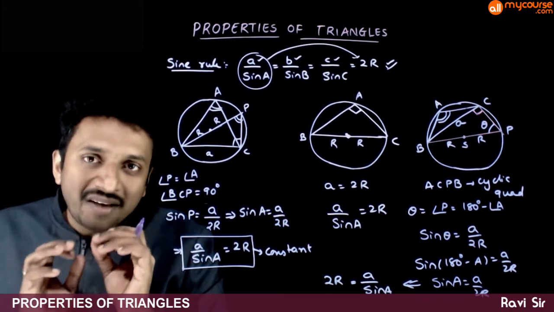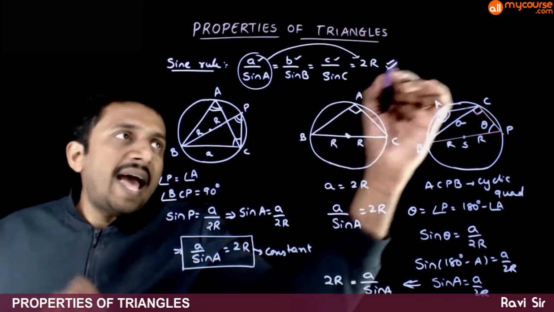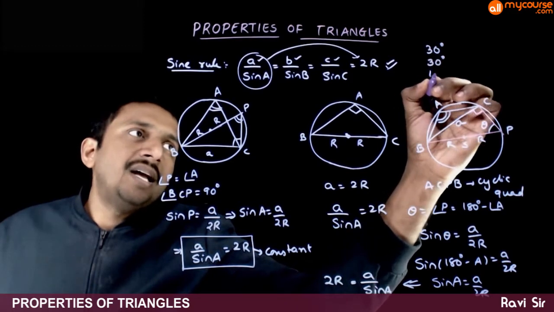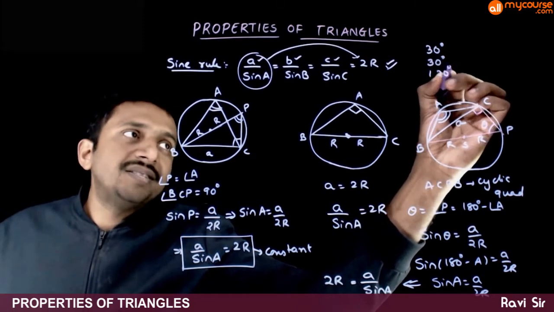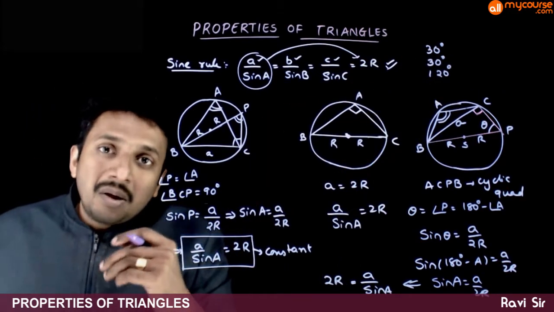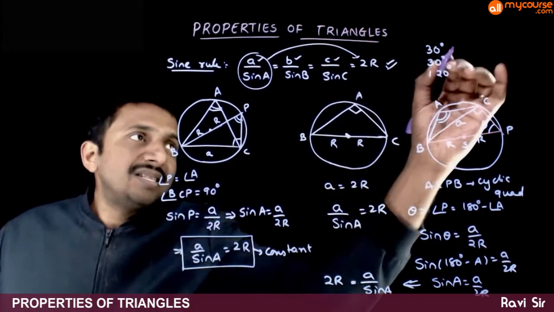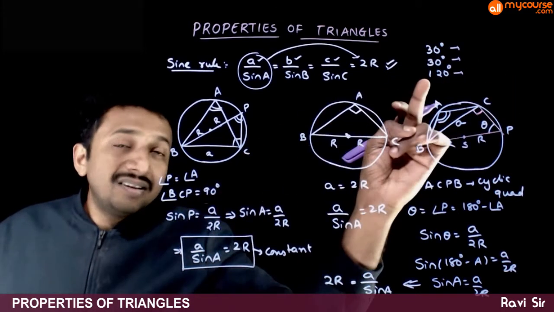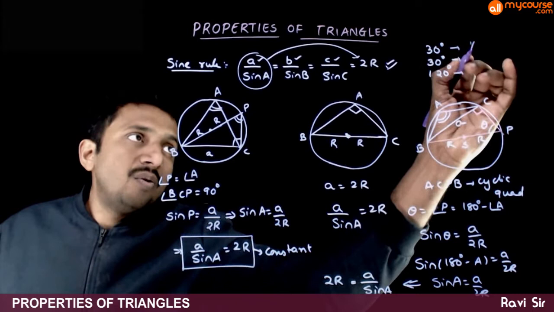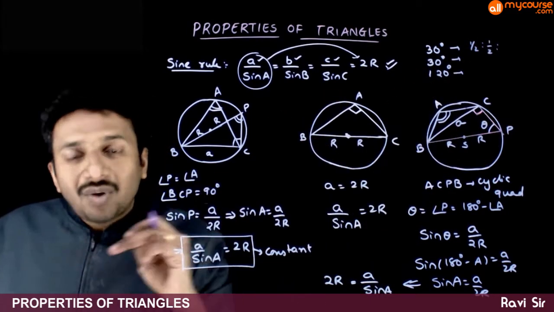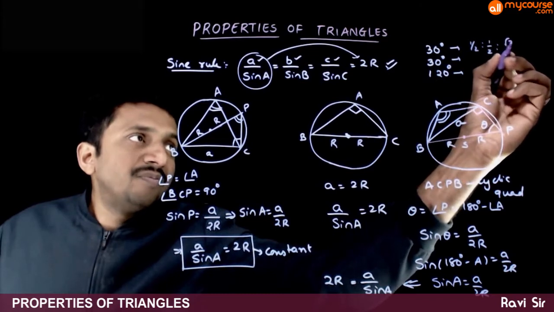So sine rule gives you the ratio of the sides of the triangle. So if you have a triangle whose angles are 30 degrees, 30 degrees and 120 degrees, so we have three angles as this. What is the ratio of their sides? The sides will be in the ratio of their corresponding sines. That is 1 by 2 is to 1 by 2 is to sine 120, which is root 3 by 2.